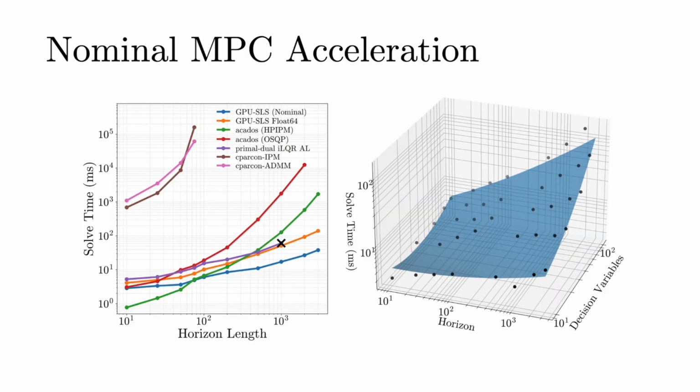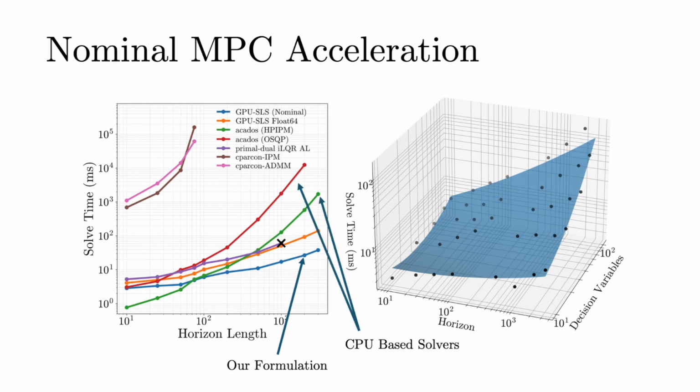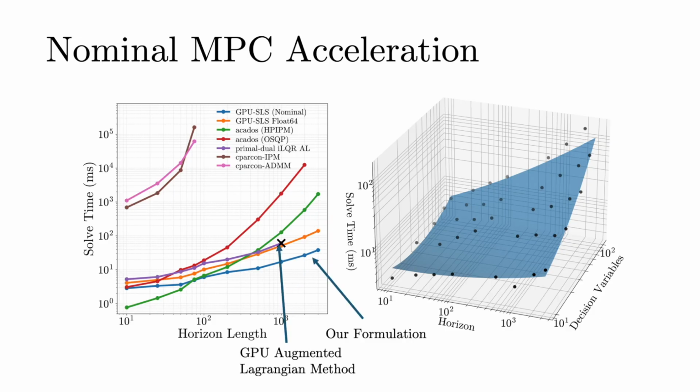We benchmark our formulation on a 10-link pendulum stabilization task subject to random pushes. Due to the logarithmic scaling of our method, we demonstrate significant acceleration in solve times, achieving a speedup of upwards of 97% compared to sequential CPU solvers, OSQP, and HPIPM. We also outperform comparable GPU augmented Lagrangian methods by 70%.